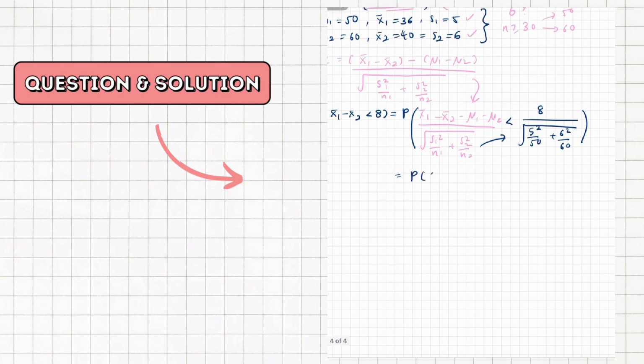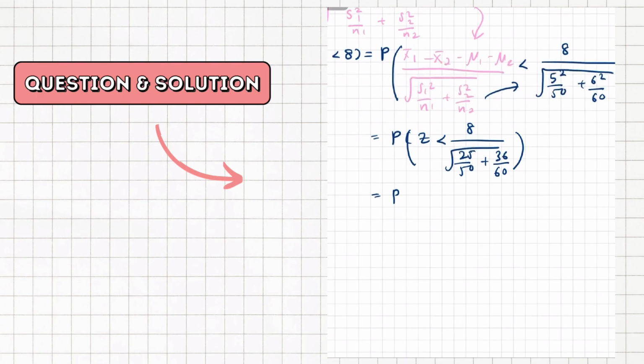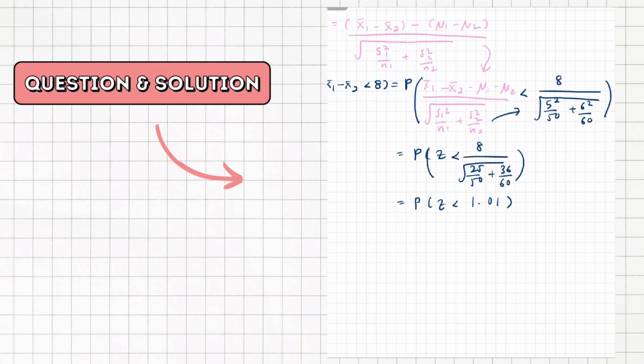Then we calculate the values. Z less than 8 over the square root of 5 squared is 25 over 50, 6 squared is 36, so it will be 36 over 60. We calculate and get a value of Z less than 1.0071. So when we round it, it will be 1.01, rounded off to 2 decimal places.